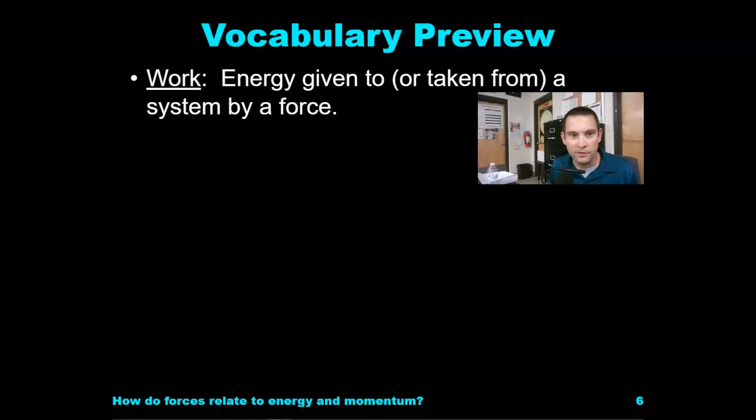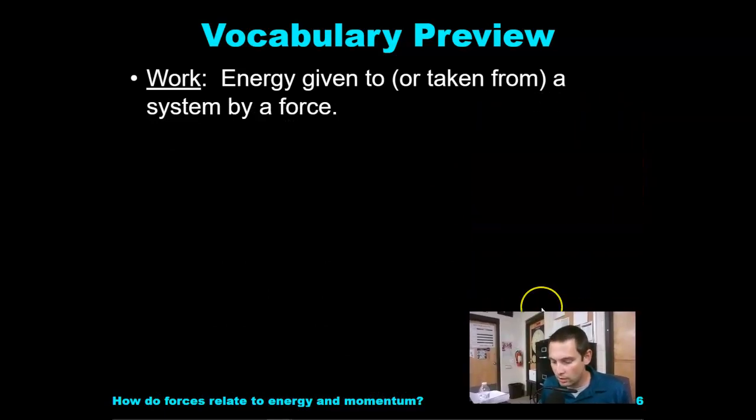All right, vocabulary preview. Work is not the work where you have to go and clock in and then flip some hamburgers. Work is energy given to or taken from a system by a force. Another way for you to think about work is just the transfer of energy.